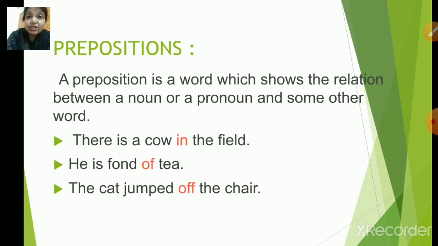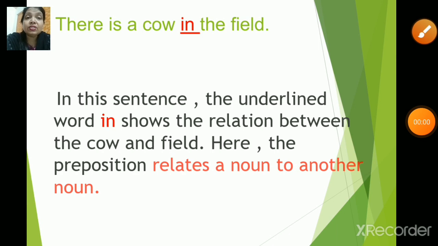And now, I'm very sure that you all are confused. You don't know how to identify the preposition. So don't worry, children. We have given you further explanation on these 3 sentences. So let us check how to identify the prepositions. Now let us check the first sentence. There is a cow in the field.